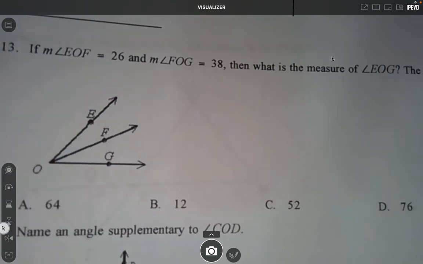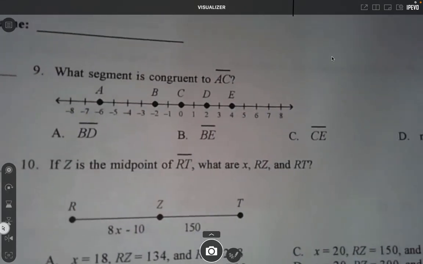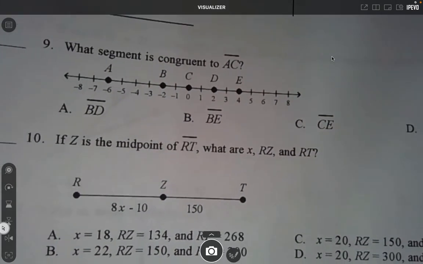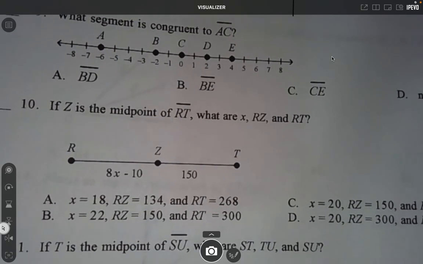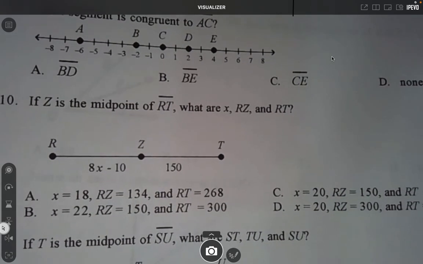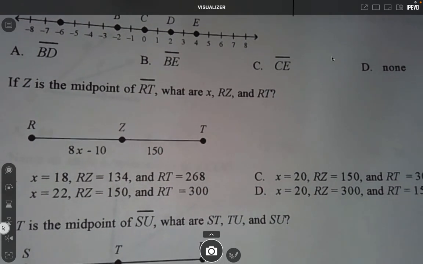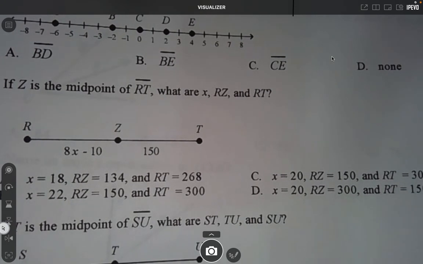Okay, next page. It looks like we're going to number 10. But then, y'all, I'm still going to go through this. All right, number 10, it says Z is the midpoint. What does midpoint mean? Half. It's in the middle, splits it into two equal parts. So that means that this right here equals this. Isn't that what y'all just told me?